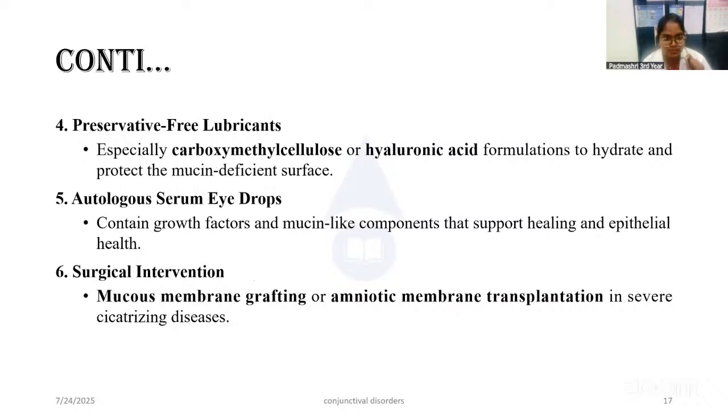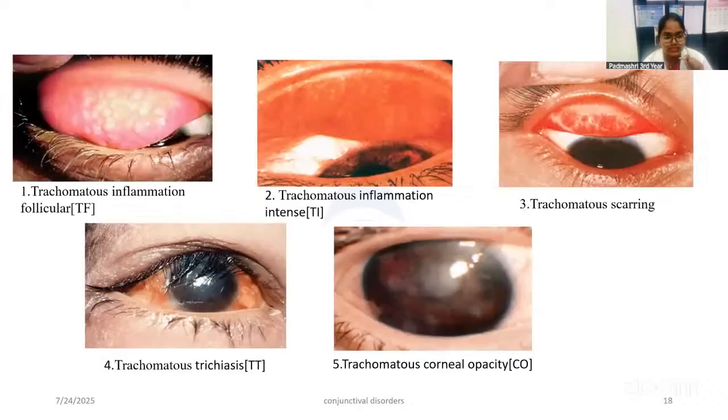Preservative-free lubricants, especially carboxymethylcellulose or hyaluronic acid formulations, to hydrate and protect the mucin-deficient surface. Autologous serum eye drops that contain growth factors and mucin-like components that support healing and epithelial health. Surgical intervention, mucous membrane grafting and amniotic membrane transplantation in severe cicatrizing disease. These are the images.